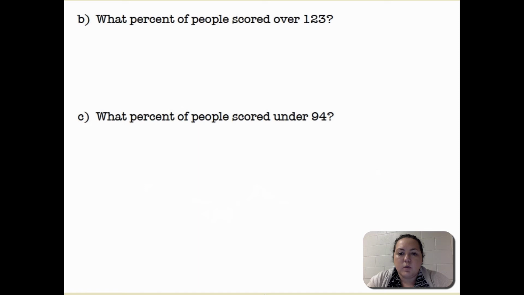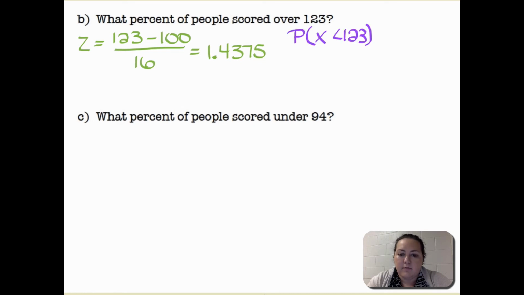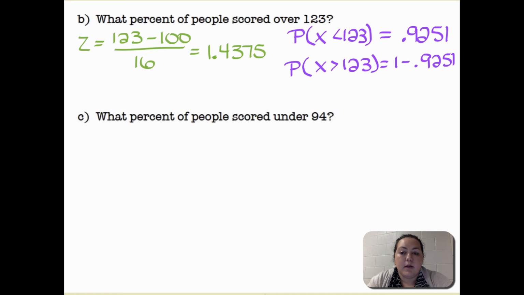What percent of people scored over 123? So I'm going to get my z-score. My number in question is 123. The mean was 100. The standard deviation was 16. So that gives me 1.4375. So the probability that x is less than 123 is 0.9251, if you use a calculator or the z-table. The probability that x is greater than 123 would be 1 minus 0.9251.